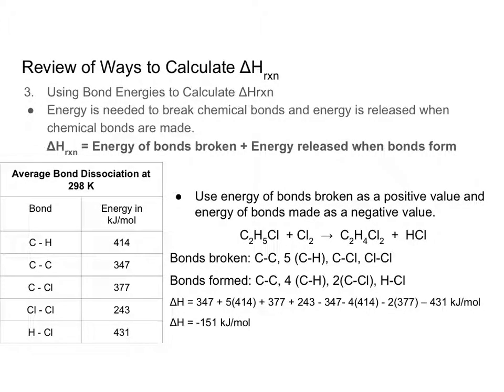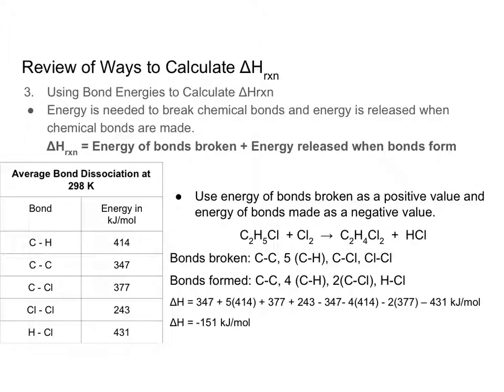We can also calculate the change in enthalpy of a reaction by using bond energies, and this is an example of a sample problem that we did once upon a time, a long time ago, during first semester. We have to remember that energy is needed to break chemical bonds, and energy is released when chemical bonds are made. So the change in enthalpy of the reaction is equal to the energy of the bonds broken plus the energy released when the bonds form.